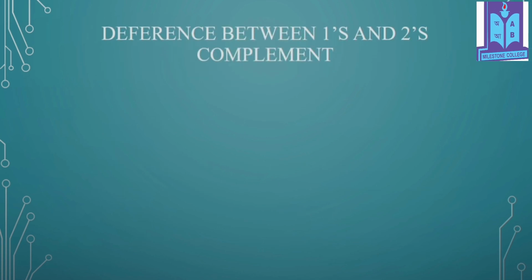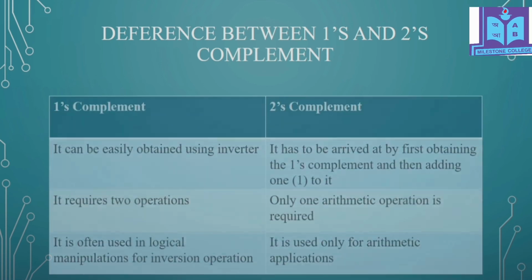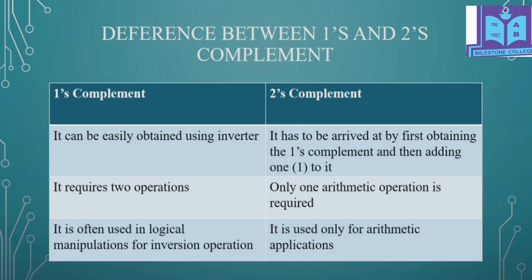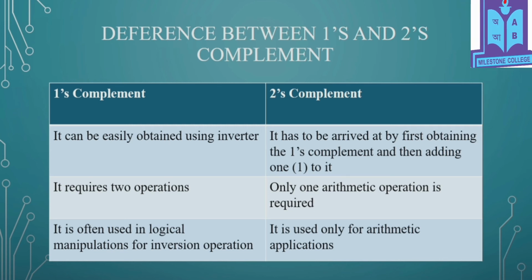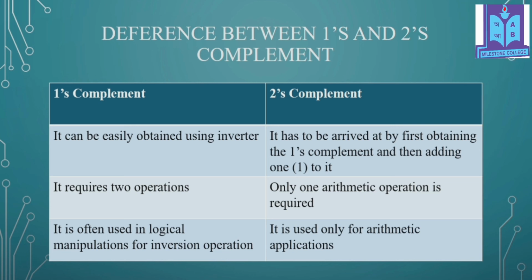Now I'm showing you the difference between 1's and 2's complement. What are the basic differences between these two? 1's complement can be easily obtained using an inverter. 2's complement has to be arrived at by first obtaining the 1's complement, then adding 1 to it. Basically it depends on the 1's complement, because first you have to do the 1's complement, then add 1. 1's complement requires 2 operations. Only 1 arithmetic operation is required in 2's complement.